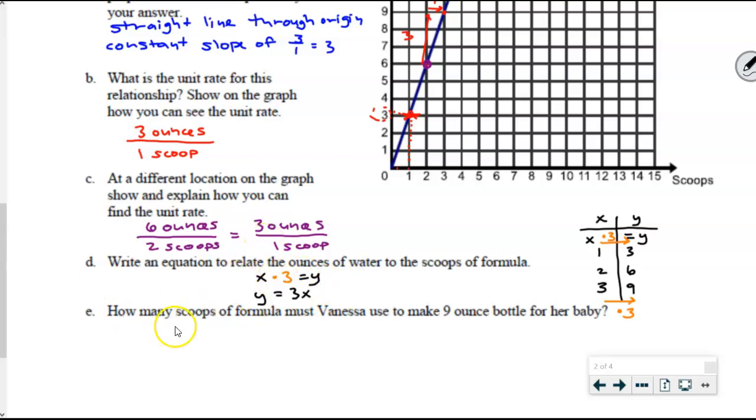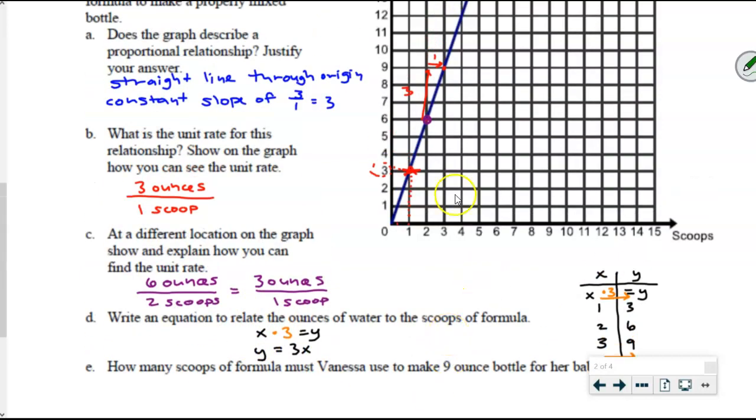Okay, and how many scoops of formula must Vanessa use to make a 9-ounce bottle for her baby? We can answer this question in a lot of ways. Let's start with the graph first. 9 ounces of water. How many scoops is that going to be? That's 3. How can I also use the equation?